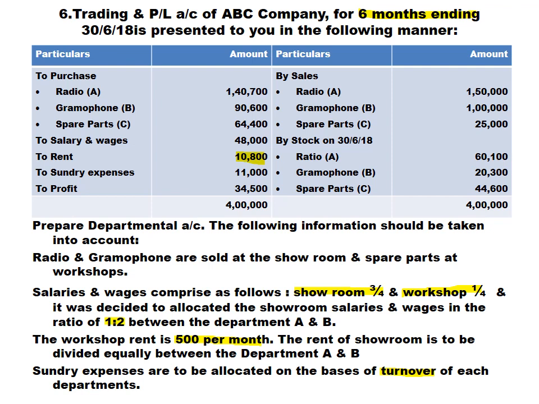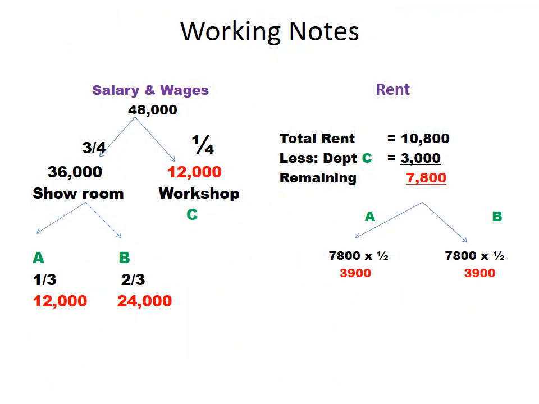Showroom salary 3/4. It means AB will get 3/4 and C will get 1/4. After AB getting 3/4, distribute that between A and B in the ratio of 1:2. Second, workshop rent is 500 into 6 months ending, you get 3,000. The rent of the entire department is 10,800, minus 3,000. Remaining you should distribute to A and B. Students, the working goes like this.